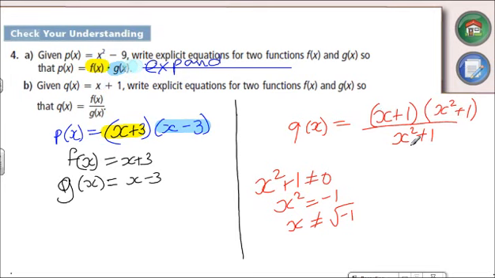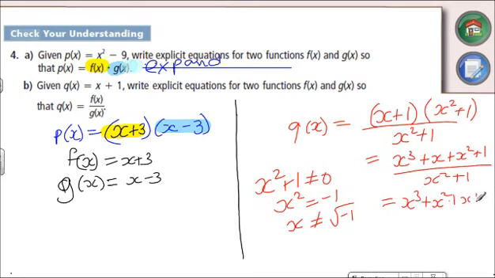We can expand that numerator, which will give us x cubed plus x squared plus 1 over x squared plus 1. And let's just put this in descending order. X cubed plus x squared plus x plus 1 all over x squared plus 1. And there's our final answer.